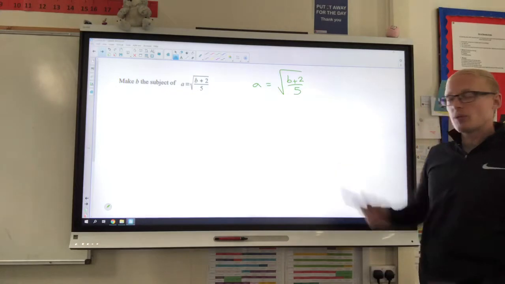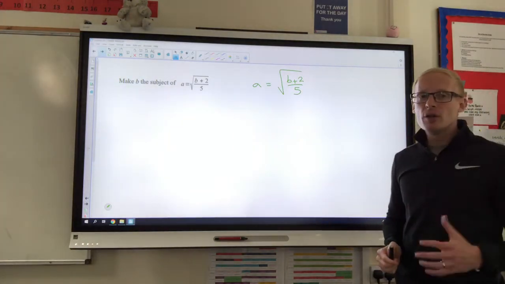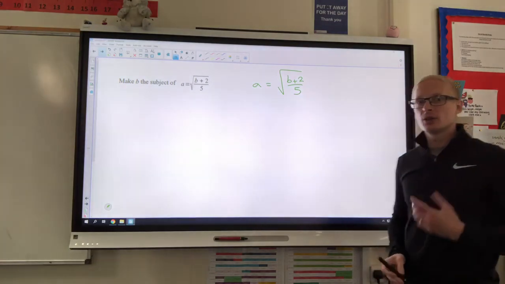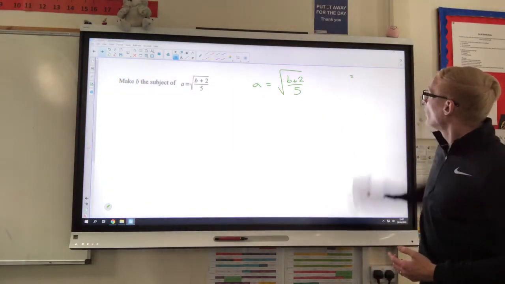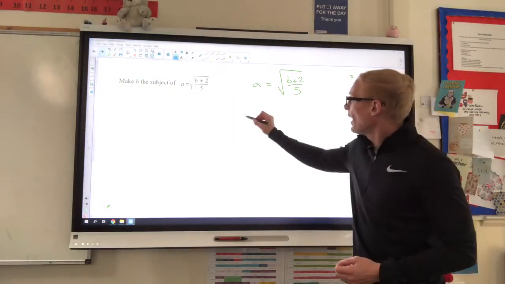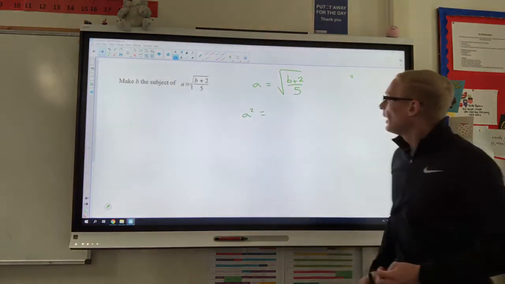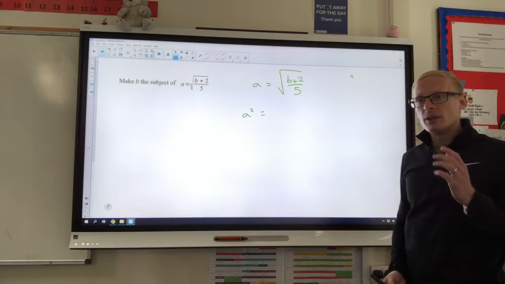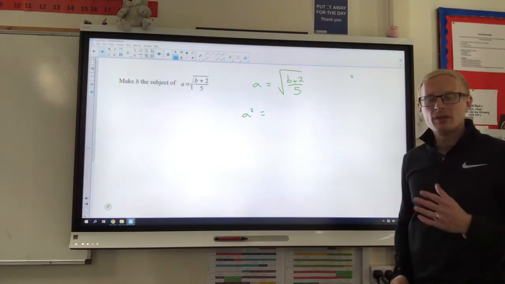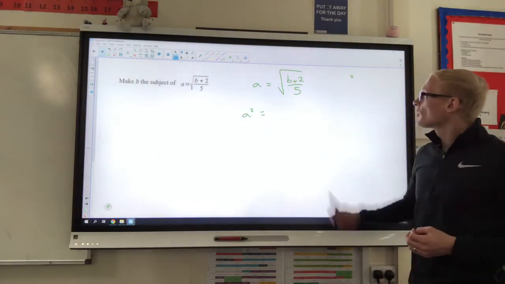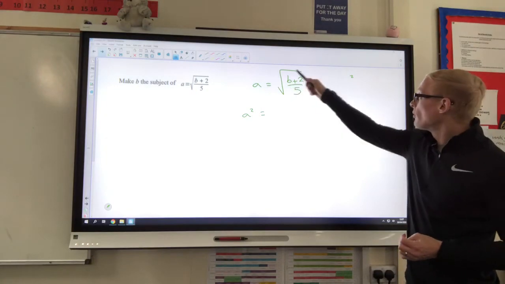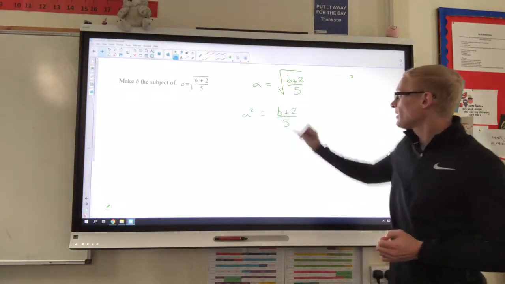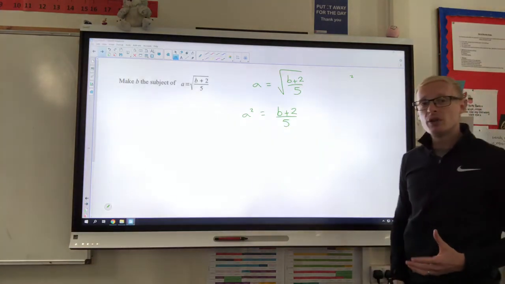Now, because the square root is around the whole expression, I need to get rid of that square root sign first. Now, the opposite of square rooting is to square. So I need to square both sides first of all, which means I get a squared here. And again, we talked about this in the third example. The idea that square rooting and squaring are inverse functions, they're opposite functions. So therefore, when I've got a square root there and I'm squaring it, it just disappears because they cancel out and I'm left with what I had originally.